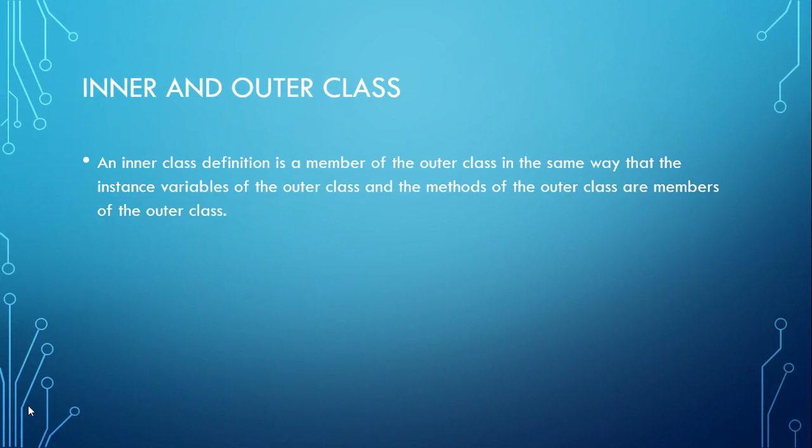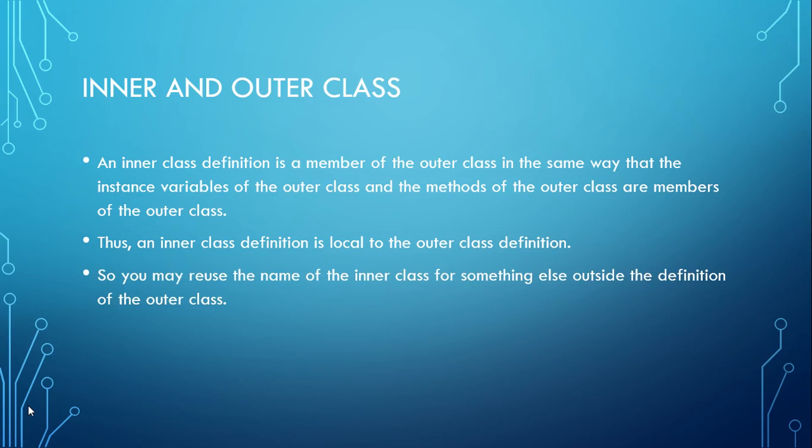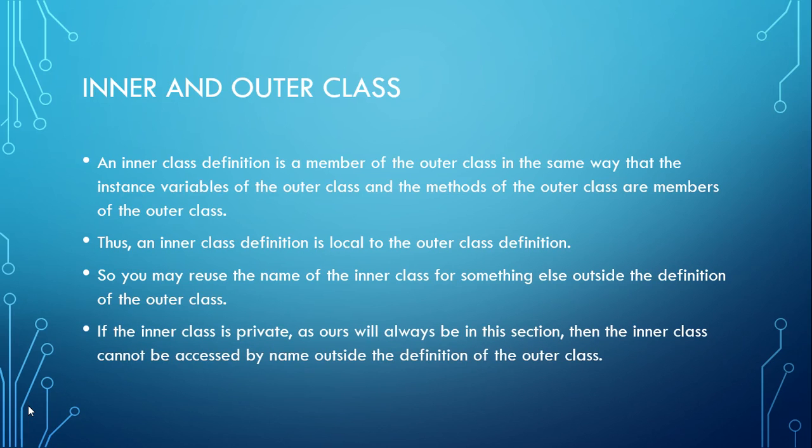Now, an inner class definition is a member of the outer class in the same way that the instance variables of the outer class and methods of the outer class are members of that outer class. Thus, an inner class definition is local to that of the outer class definition. So you can reuse the name of the inner class for something else outside the definition of the outer class. Now, if the inner class is private, as ours will always be in this lesson, then the inner class cannot be accessed by name outside the definition of the outer class.